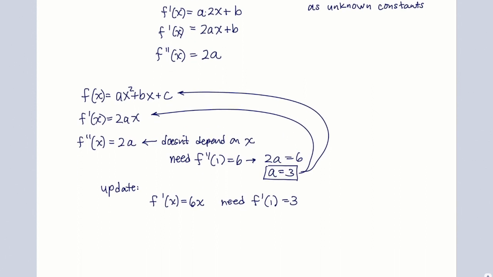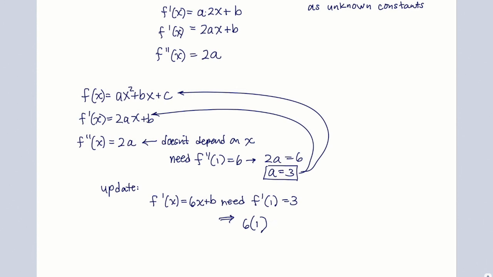So that's going to be 6 times 1 equals 3. I just messed something up here. Let me see what I did. The first derivative was supposed to be 2ax plus b. Okay, there we go. So we actually need 6x plus b. This wasn't going to work, right? 6 was not going to be 3. So let's clean that up a little bit.